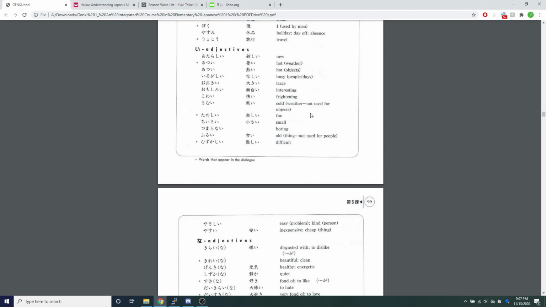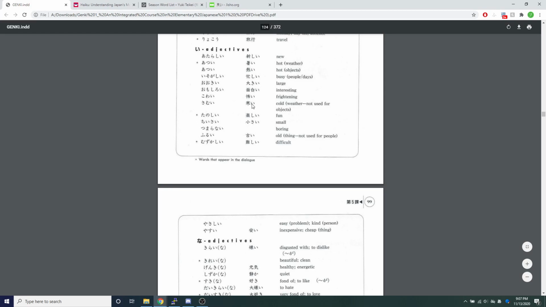Kowai is frightening. We learned that before. Samui is cold, and specifically in terms of weather. You don't use samui to say この飲み物は寒いです. Right? You wouldn't say that. You would say 今日の天気が寒いです. Right? 楽しい is fun. So if somebody says, hey, how's the new PlayStation 5? You can say 楽しい or 楽しいよ. The opposite of 大きい, which we learned up here, is 小さい. So that means something is small. つまらない is boring.